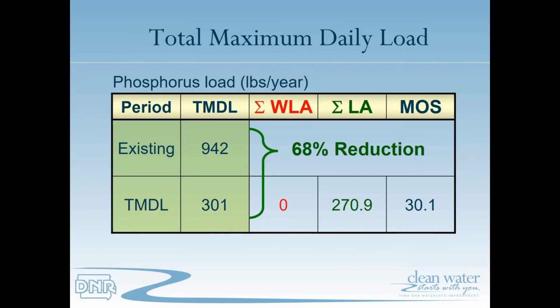If we look at the existing load of phosphorus over that 14-year period, the average is 942 pounds of phosphorus per year. When we compare that to the total maximum daily load of 301 pounds per year, we see that we're going to have a 68% reduction in order to meet our goal of what that pack horse can have on the cart and still travel around the market. So we want to have a 68% reduction of total phosphorus to get to our goal.